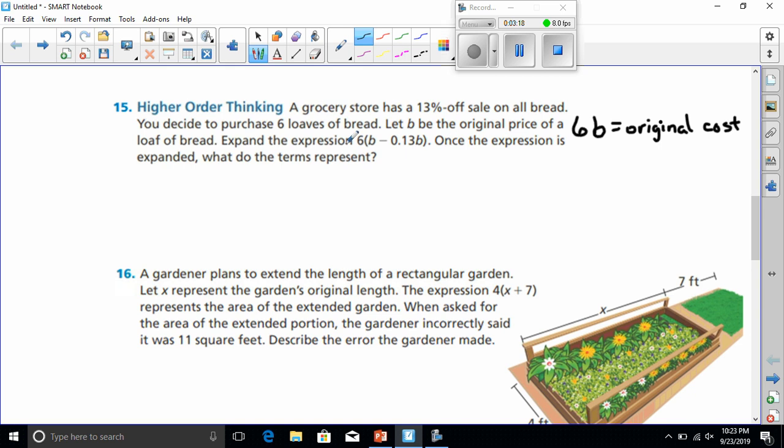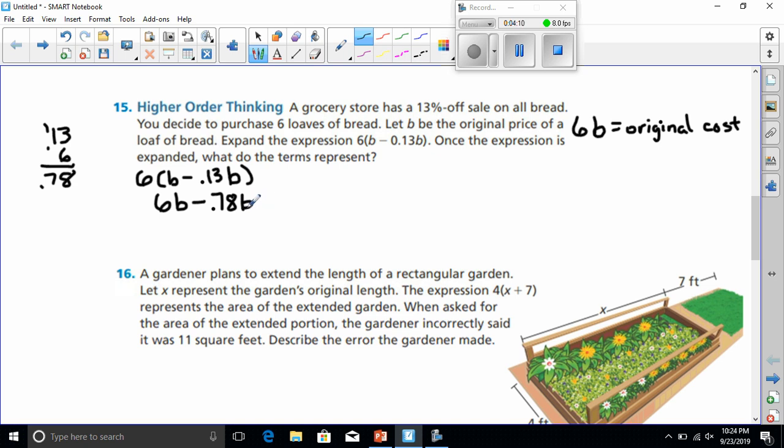Okay. Now we have to expand this expression. The expression is 6 times b minus 0.13b. All right. Let's see. Well, first of all, 6 times b is going to give me 6b. Positive times a negative is a negative. And this is 0.13 times 6. 0.13 times 6, that's going to give me 18. Carry the 1. That'll give me 7. So 0.78b.